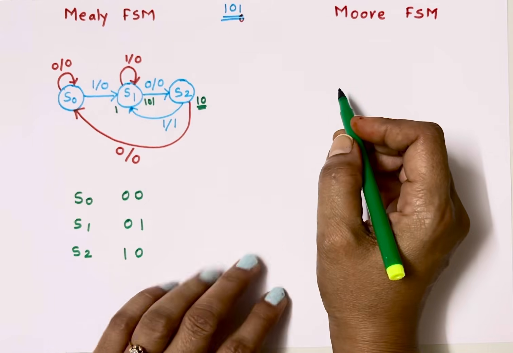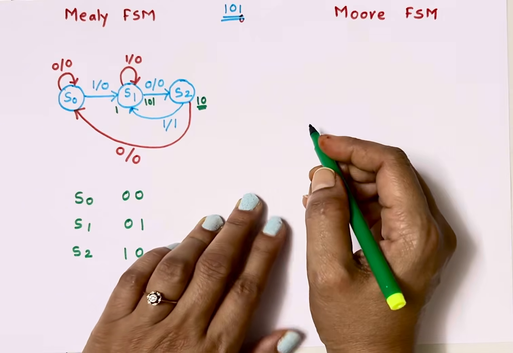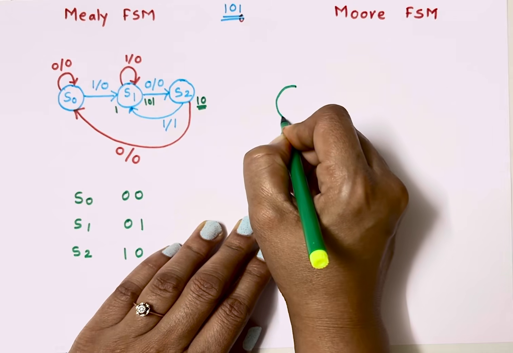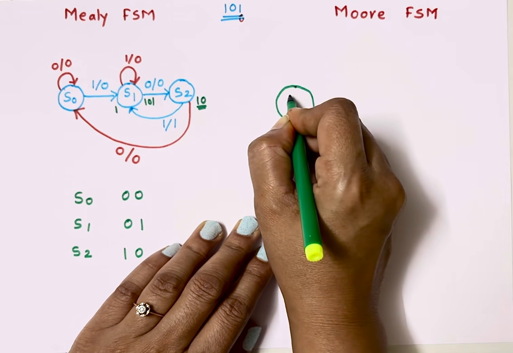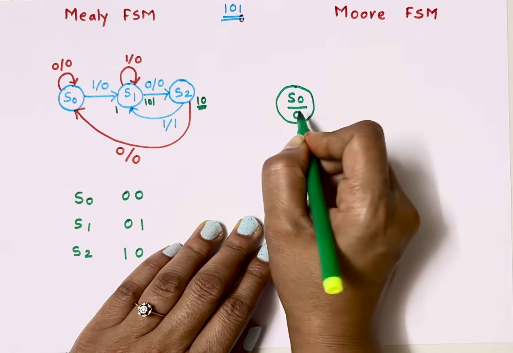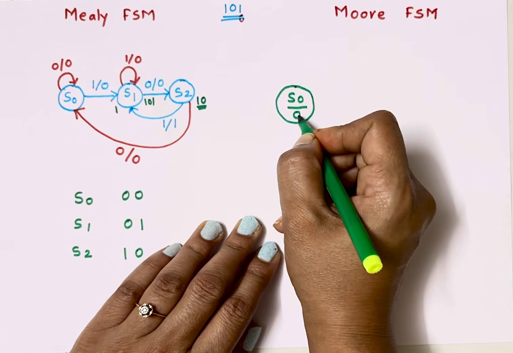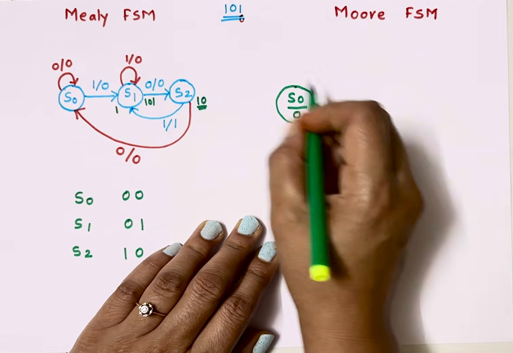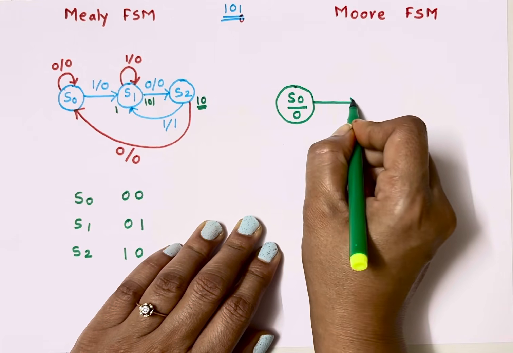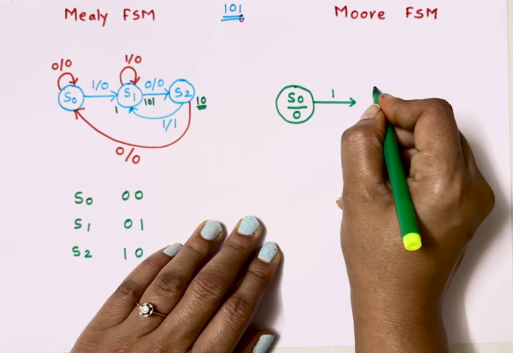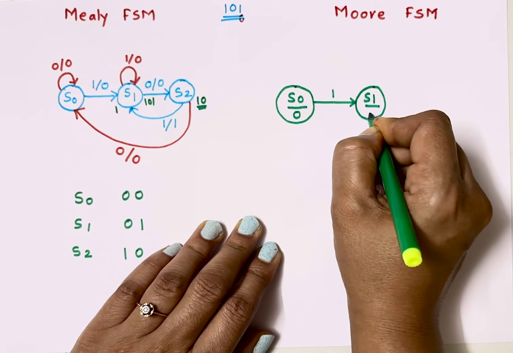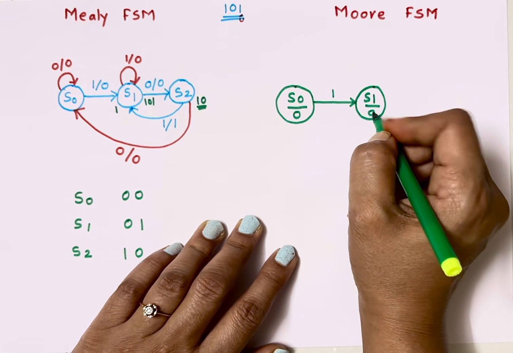Now let's draw the same sequence detector using a Moore FSM. In the case of a Moore FSM, the output depends on the present state only. So here I'll draw the first state. This is my first state, S0. The sequence is not yet detected, so the output for this state is 0. For S0, the output is 0. Here also, if the correct bit comes, my first correct bit is 1. So if 1 comes, it will go to the next state, S1. The entire sequence is not yet detected, so the output will remain 0.